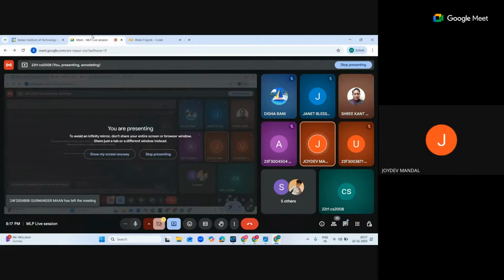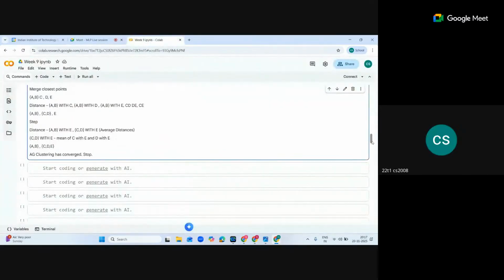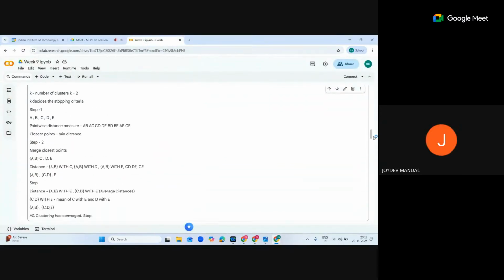Show that color. Sir, here, this AB is the minimum distance. CD, sir. I didn't get this. See, here AB was minimum, so you merged it, right?